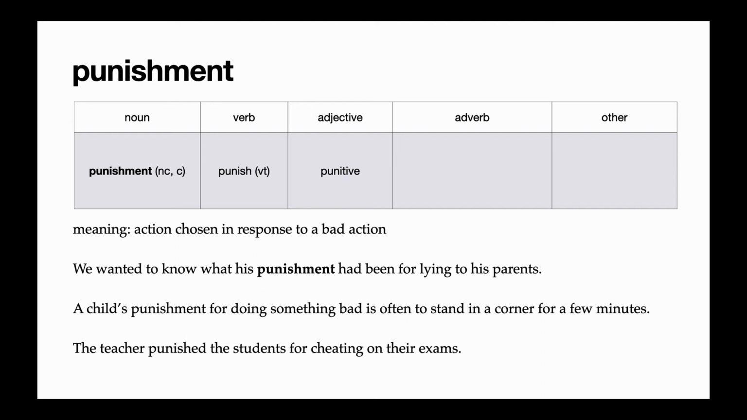You can hear that punitive is pronounced differently than punishment or punish. You make the U sound. For example, in the reading we read, we wanted to know what his punishment had been for lying to his parents. We can also say a child's punishment for doing something bad is to stand in a corner for a few minutes. That's very common here. Or as a verb, the teacher punished the students for cheating.